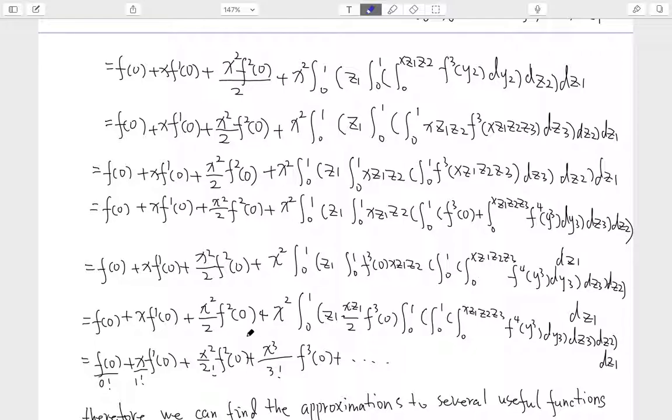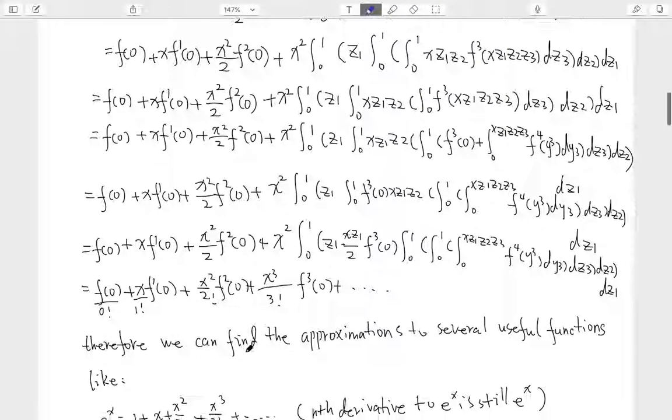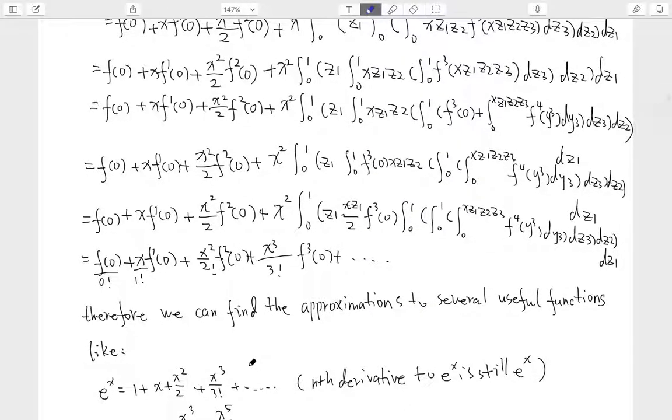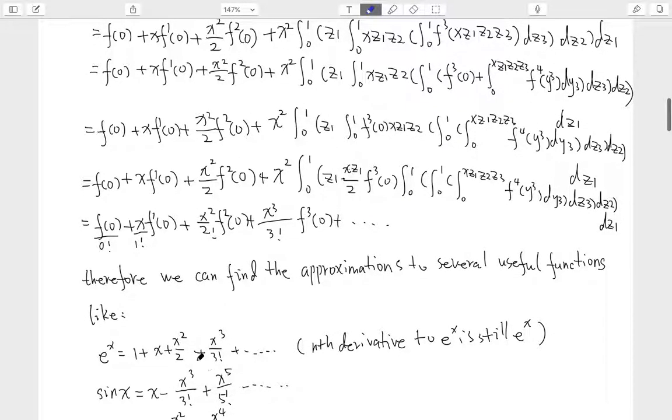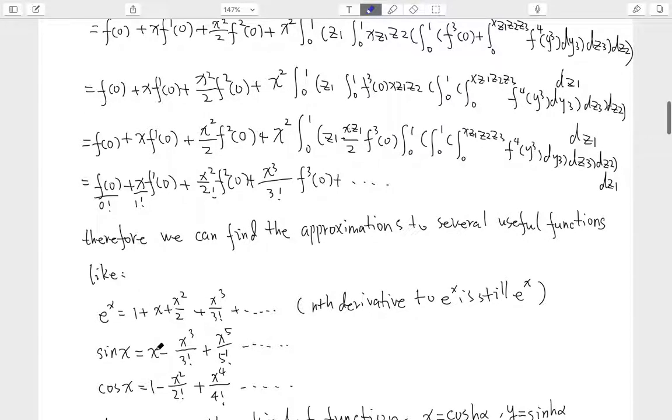Okay, that's all for the explanation. After we have explored by ourselves, we can just use the result we found, full of joy, and apply this result to find approximations to several other useful functions. Here are some examples, like Euler's number e to the x power, and trigonometric functions like sine x and cosine x.